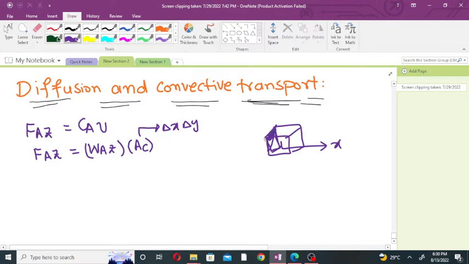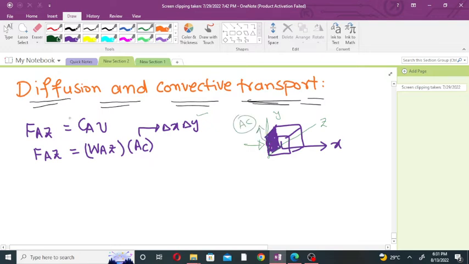This whole area is perpendicular to the x axis. This is the y direction, and this is the z direction. So this is delta x and this is delta y. So this is the cross-sectional or the perpendicular area, this one, A_c.